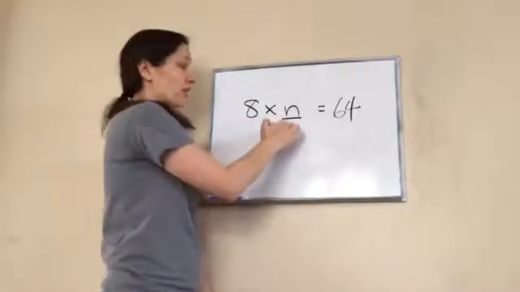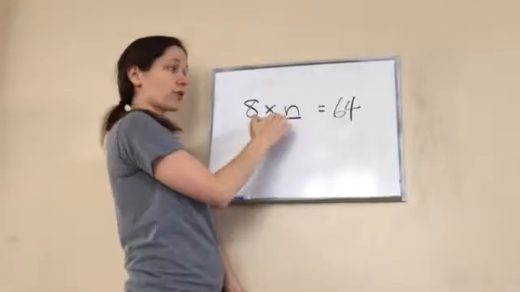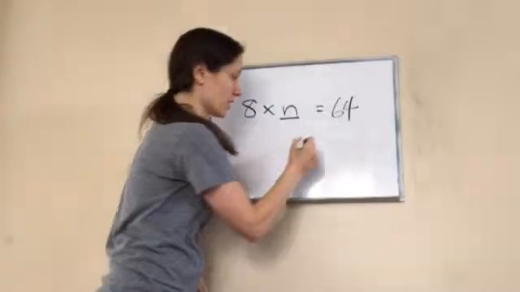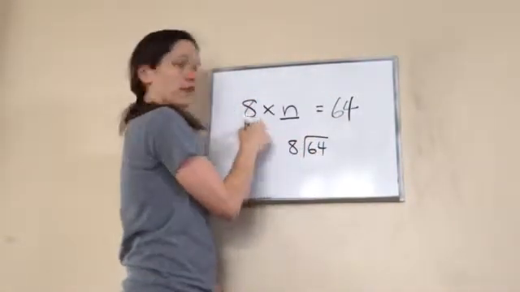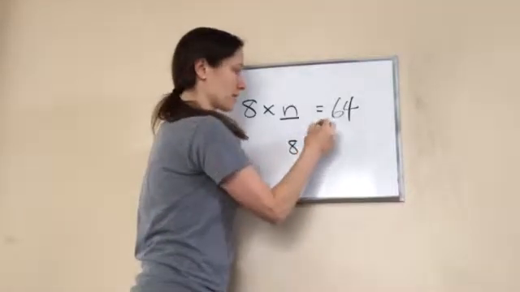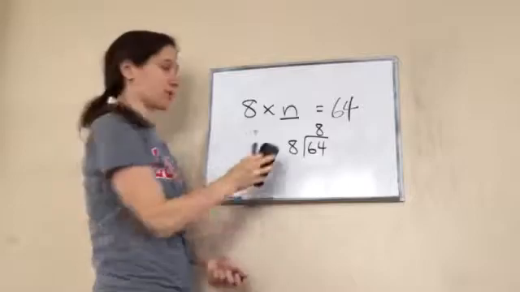So, usually if you have a missing number in multiplication, if it's a factor, you're going to divide to get the answer. 64, your big number, divided by one of your factors, and then 8 times 8 equals 64. So we figured that one out, but that's how you would do it, okay?